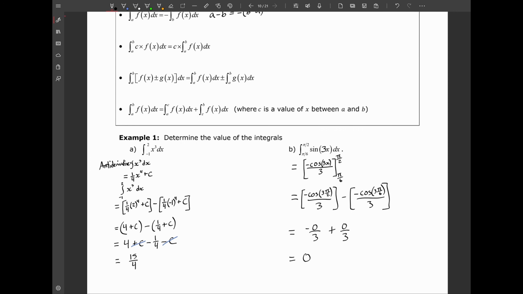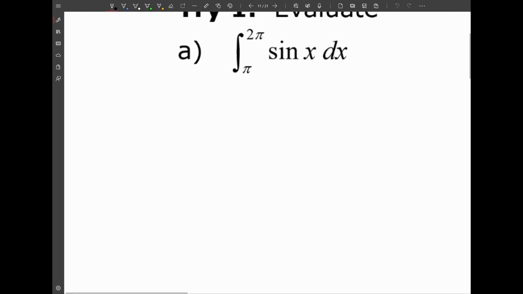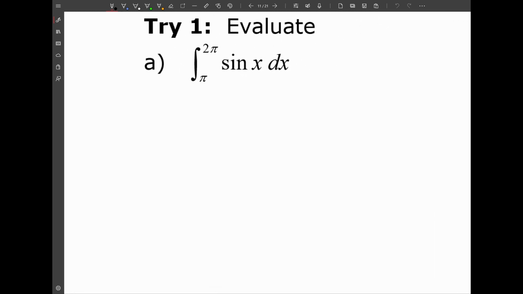All right, let's try another example. Let's say we have the integral of sine x with respect to x from pi to 2 pi. So again, I start with my antiderivative without the constant, which in this case is nice and easy. It's negative cosine x. And we're taking that from pi to 2 pi.